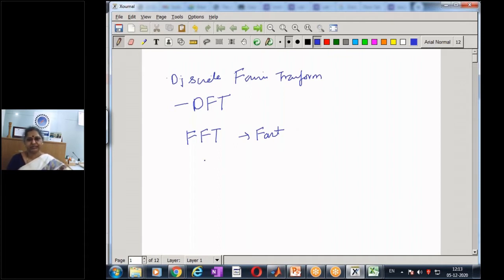And how is the efficiency measured? The efficiency is measured in terms of the number of multipliers. Since the number of multipliers is going to be reduced, we call this a fast Fourier transform. And we shall focus on length n, the n-point DFT, where n is going to be a power of 2. When n is a power of 2, this method is applicable. Of course, other algorithms exist when n is not a power of 2.